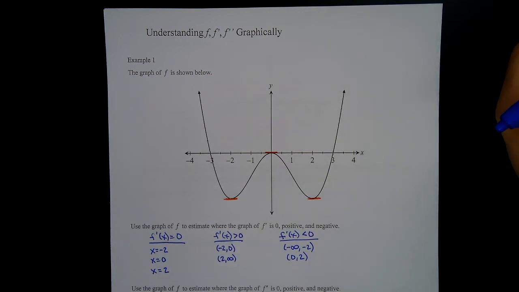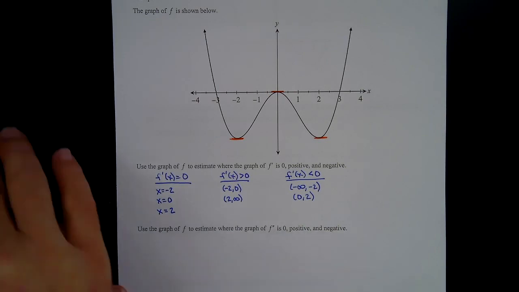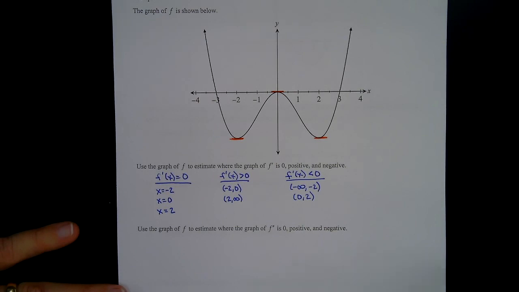Okay, let's go to the next question. So use the graph of f to estimate where the graph of f double prime is 0, positive, and negative. Okay, so where it's 0 would be where it's changing concavity, because remember f double prime is telling us concavity. So we're looking for inflection points, basically.